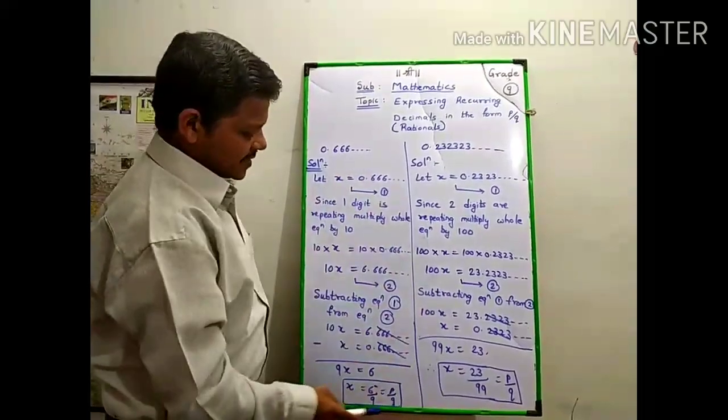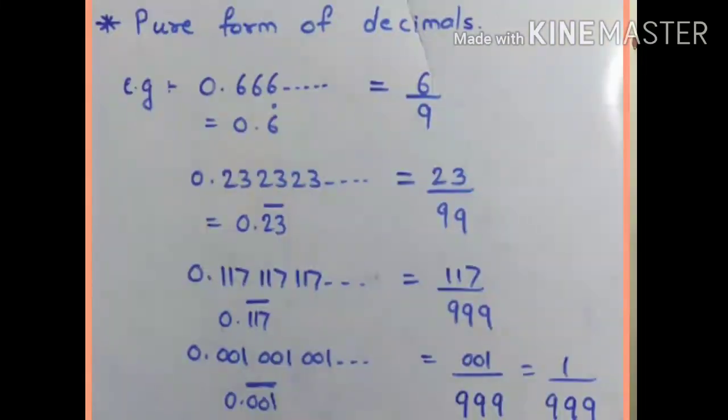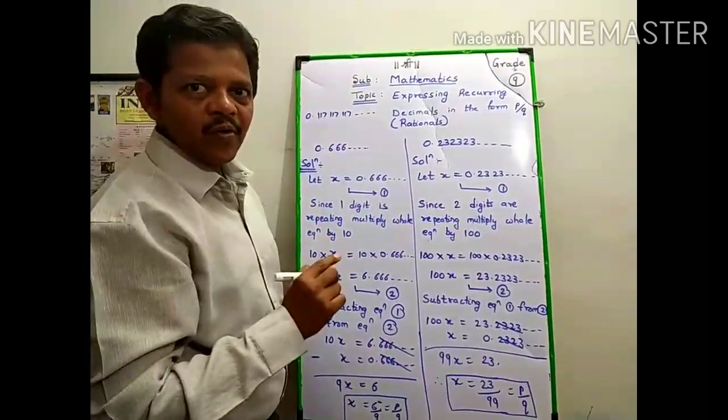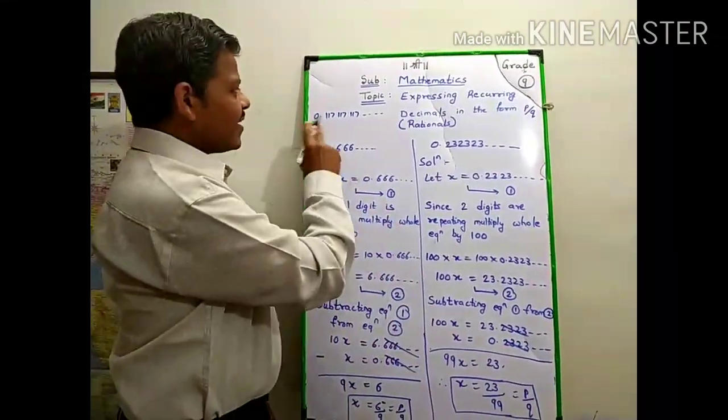We got 6 upon 9. 2 digits are repeating. So what did we get as the answer? 23 upon 9 and 9. 2 9s we have got over here. 23 upon 99. Similarly, now if it would have been a 3 digit repeating, for example, let me write here 0.117, 117, 117 and so on. Then what would be its P upon Q form? Now you can tell me, 3 digits are repeating.